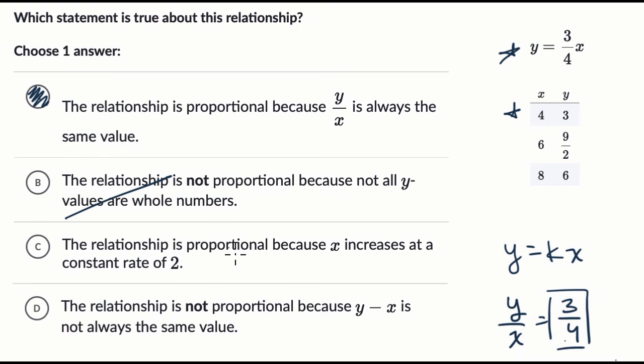The relationship is proportional. That part is true because x increases at a constant rate of 2. Well, x can increase at a constant rate of 2 for any relationship where you could put these values into that are part of the domain. You could try x equals 4 or 6 or 8 or 10 for any function as long as those are in the domain. And that doesn't mean that they are proportional, so we'd rule that one out. The relationship is not proportional. Well, we already know it is proportional, so let's rule that one out as well.